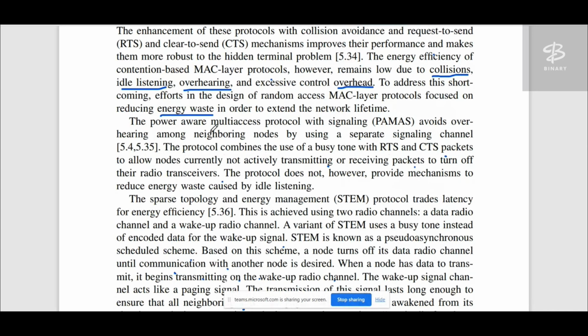So the Power Aware Multi-access protocol with Signaling, that is, PAMAS. What is the full form of this? Power Aware Multi-access protocol with Signaling avoids overhearing among neighboring nodes by using a separate signaling channel.